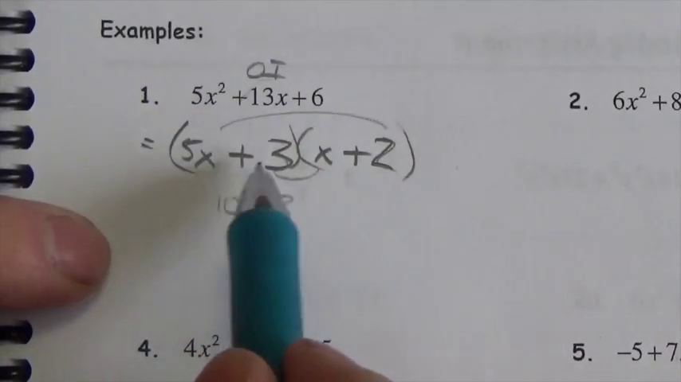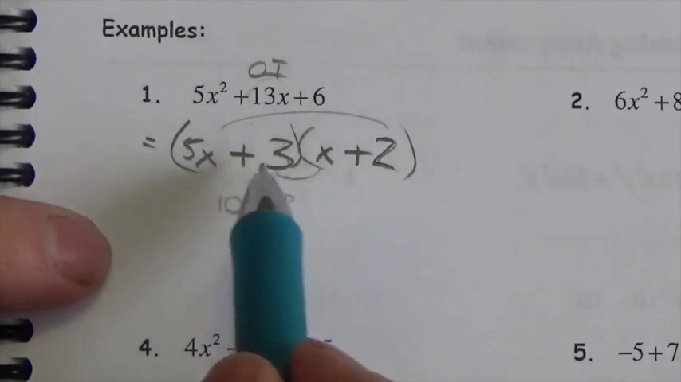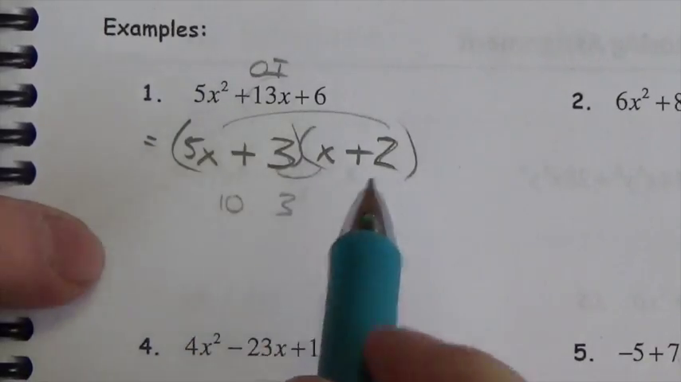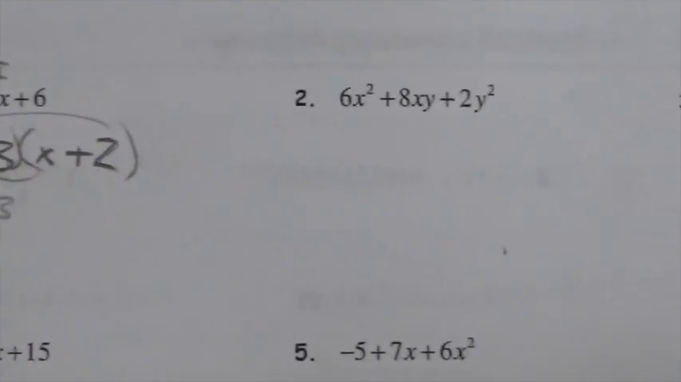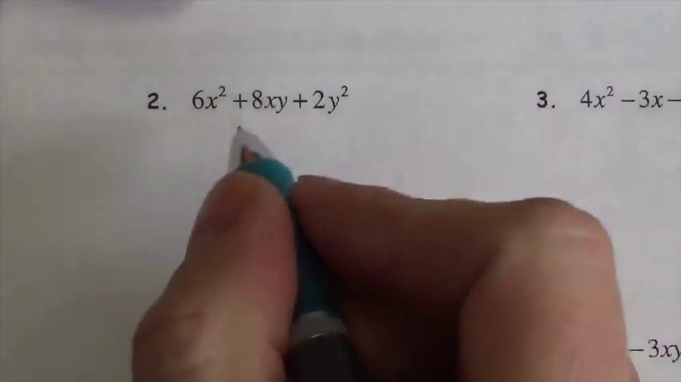Please make sure that you put very clear operations inside the binomials, whether it's addition or subtraction. It should be really clear what it is you're doing. Anyway, then there we go. Let's take a look at the next one here.